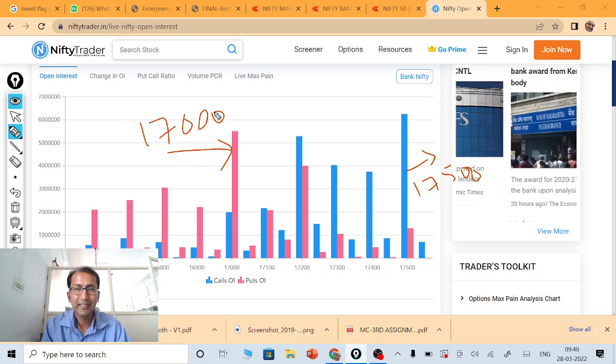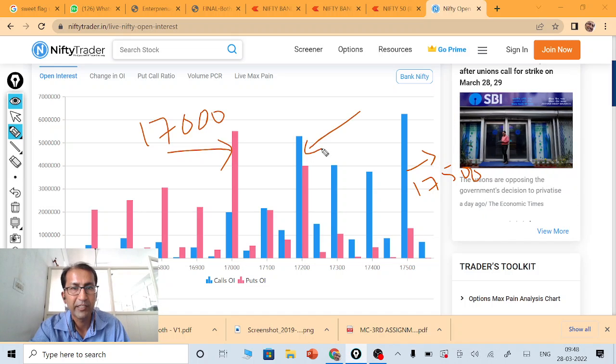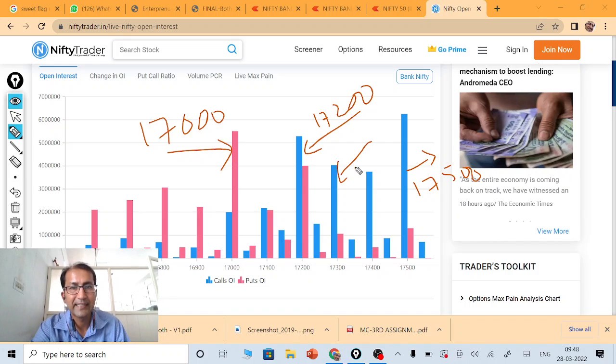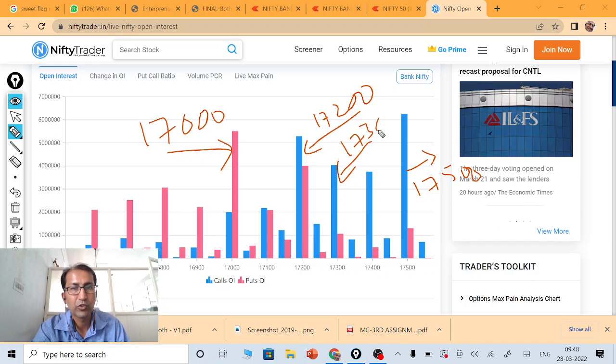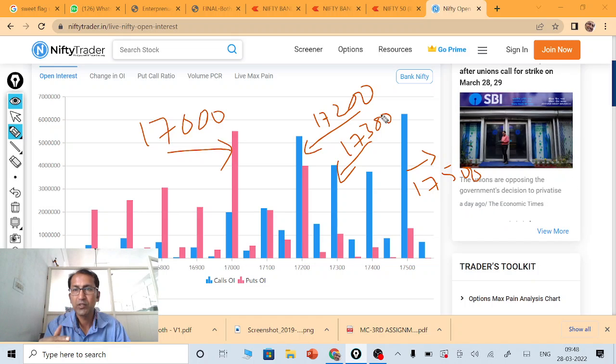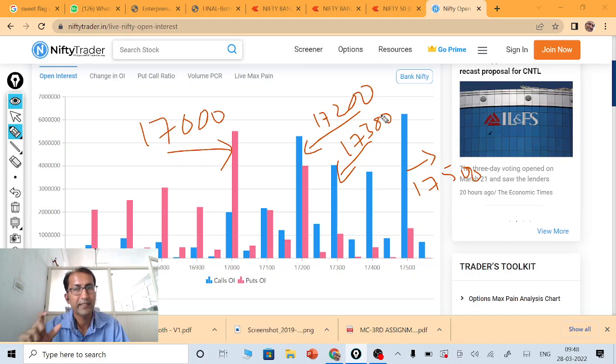You can also see the build up in calls at all levels. So the 17,200 call also is very active. Then 17,300 also is active. So slowly these are going to be the resistances. First resistance is at 17,200. If that one is taken off, then 17,300 and 17,500 is a major pain or major resistance.